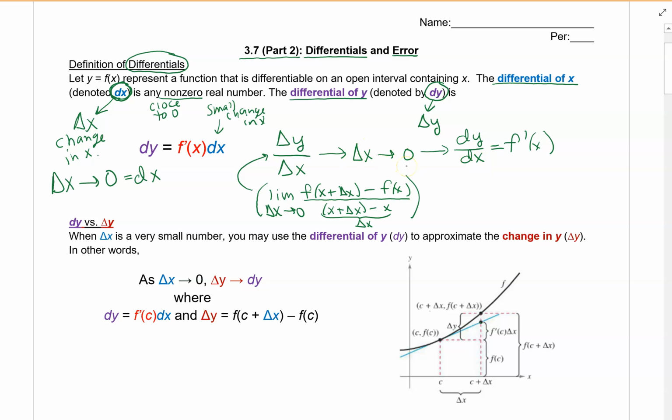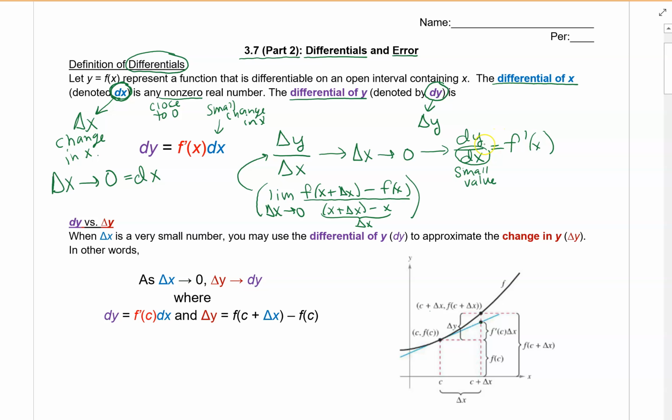So we're using that concept here, but we're saying, okay, delta x is going to 0, it's close to 0, but it hasn't actually gotten there yet. That's where differentials come in. So differentials are used to approximate different changes in x and y, using this idea of the derivative, but not letting delta x get all the way to 0. So dx is some very, very small value. It's a very, very small change in x.